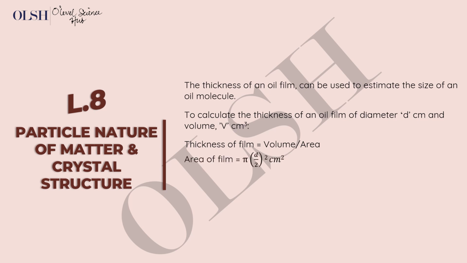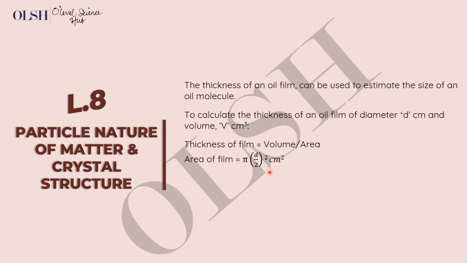So the area of the film would be pi D over 2 squared, in centimeters squared. Now we need to note these formulas. This is for the thickness of a film. It's like when you spill oil on a flat surface, it forms a film on that surface. So the thickness of that film, we can find by volume over area. The area of the film is found with pi D over 2 squared. So that's what we do to find that.